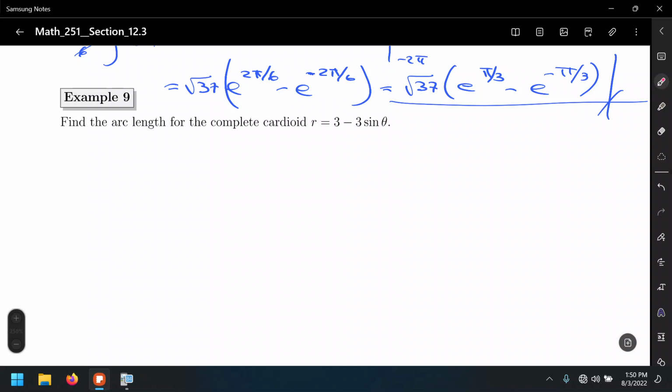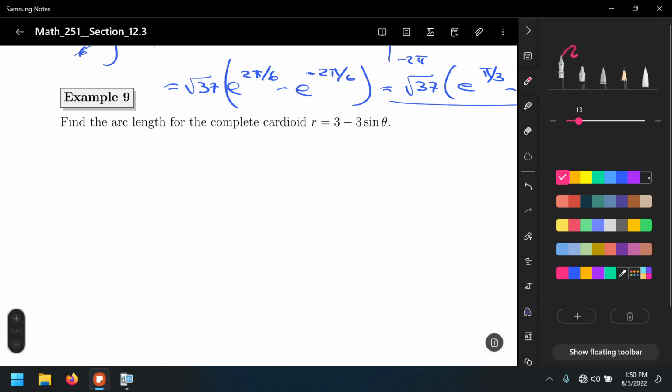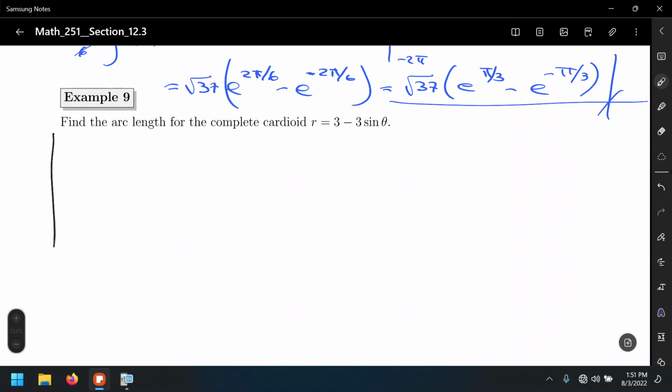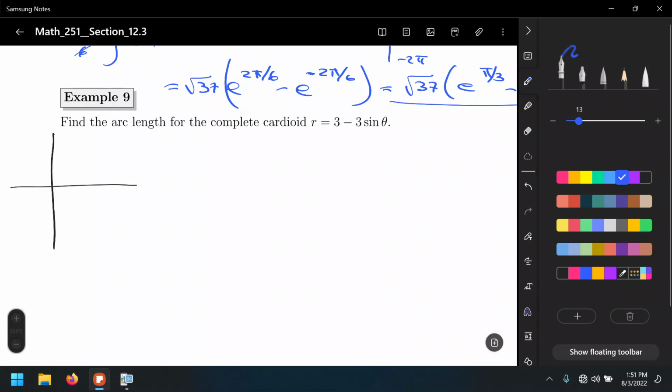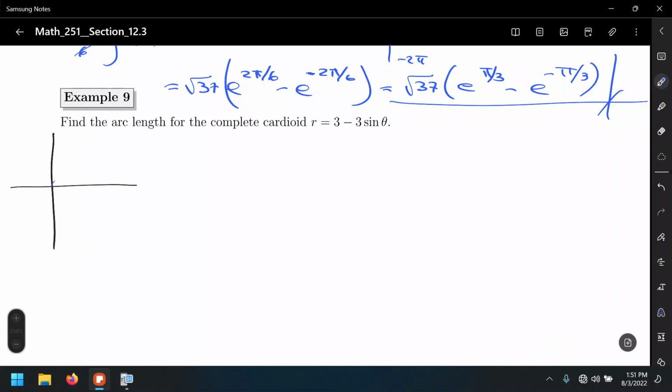r equals 3 minus 3 sine theta. When they ask for the complete cardioid, it's one cycle, so you may think of integrating from 0 to 2 pi. What could go wrong about integrating from 0 to 2 pi? That's one term, but in this case, we'll have to do something weird. Let me just draw that cardioid for you real quick. We are essentially finding the arc length of this graph.